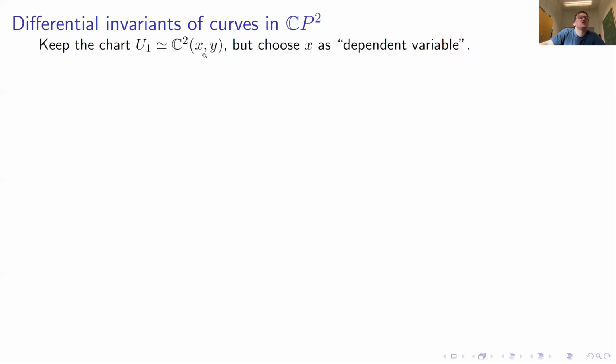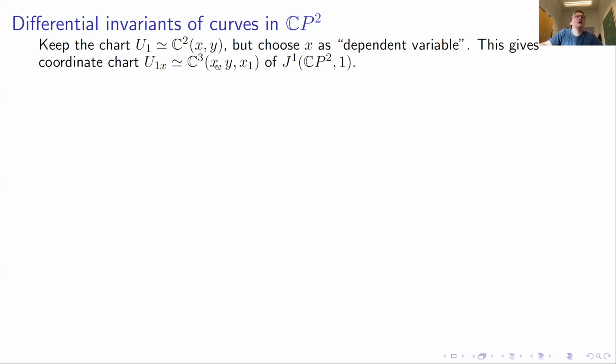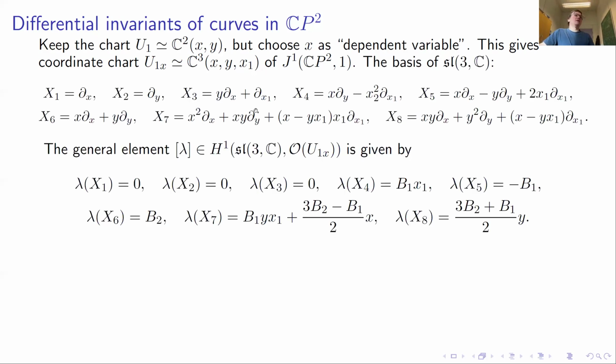So let's keep the same chart on CP2, but now we change the dependent variable to x. That gives a slightly different chart of J1, and we have coordinates x, y, and x1. And of course, x and y are related to the previous coordinates in the obvious way, and x1 is 1 divided by y1. And now we get this basis. And expressions are the same, but they are shuffled around a bit. And again, the computations for lambda are also the same, only that instead of setting the fourth to 0, we'll set the third to 0. And that's because the third and fourth vector fields here kind of change roles when we change the role of x and y. Computations are exactly the same, and we'll get 2 parameters again, which I now call B1 and B2.